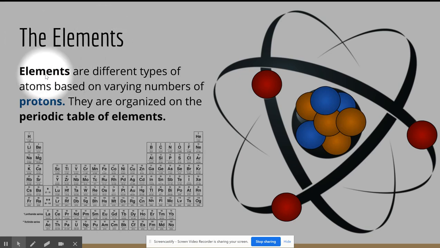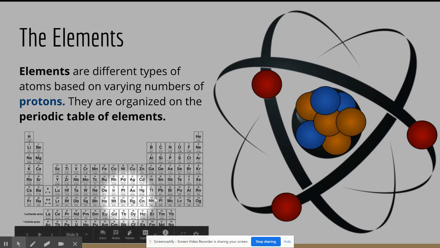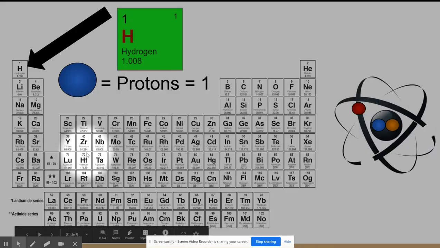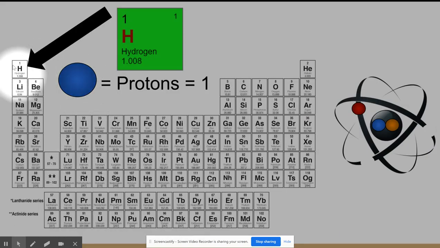The elements. Elements are different types of atoms based on varying number of protons. They're organized on the periodic table of elements. You might have seen one of these in a science show, probably on a giant poster in the background, or in your science classes before. This table is going to be super important for us. So let's look at what happens as we increase the number of protons. We start in the top left-hand corner, and we're going to read it like a book, across and down. If we have just one single proton, we have hydrogen.